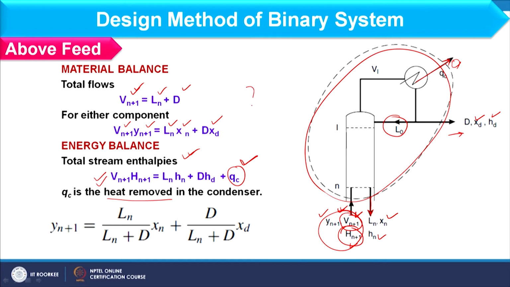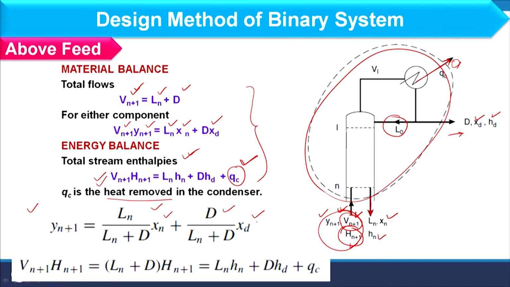Now, arranging these equations, we can find the final equation as Y n plus 1 equal to Ln by Ln plus D Xn plus D by Ln plus D Xd, right. In a similar way I can write the enthalpy balance also, okay, replacing this V n plus 1 with this. So, we can find this expression. Okay. So, these are basically the equations for the above feed condition.